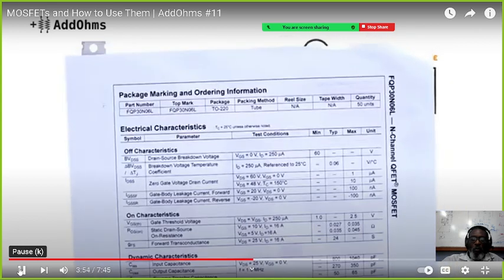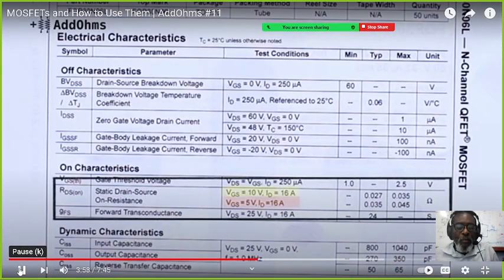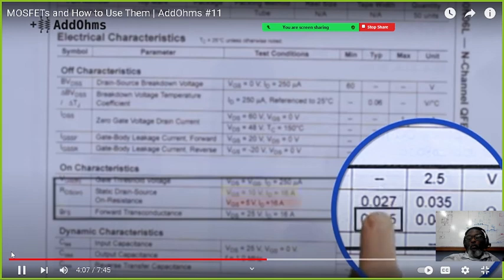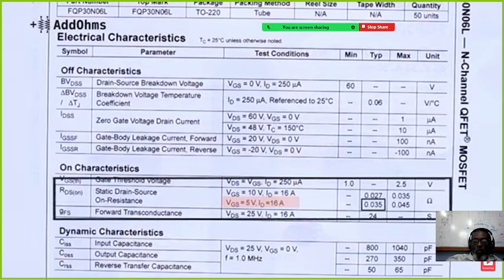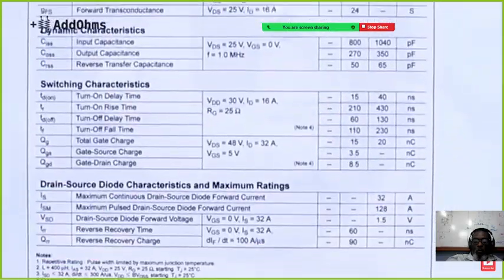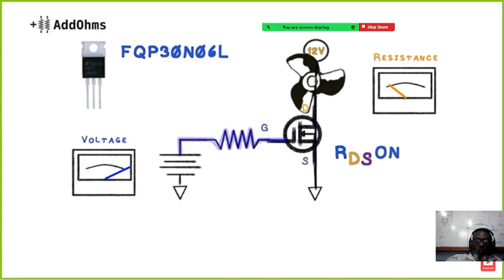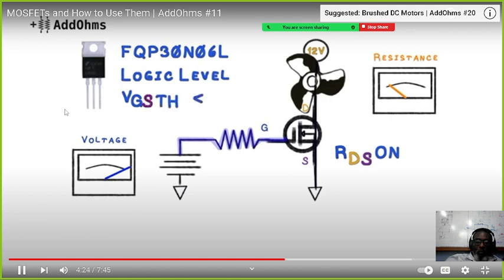Let's take a look at its datasheet from Fairchild. We can see that RDS is given when there are two different voltages from gate to source. At 10 volts, the on resistance will be about 27 milliohms. And while at 5 volts, the on resistance is only about 35 milliohms. That's pretty small when you think about it. We picked this MOSFET on purpose. It is known as a logic level MOSFET because the voltage from gate to source, VGS, is lower than 5 volts.